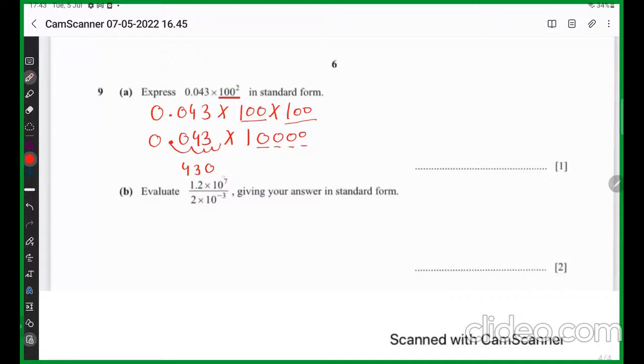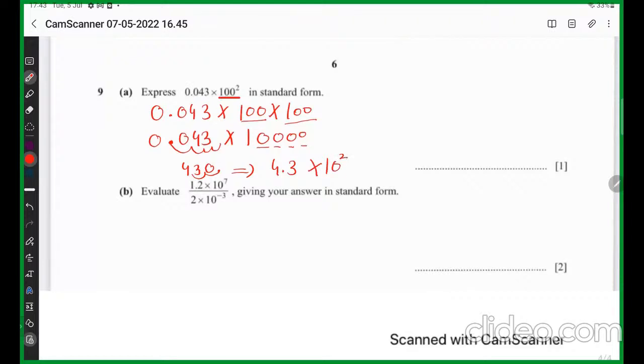This would be the new number. And now you need to write it down in standard form. So this is your decimal. Just shift this decimal 2 units to the left. 1 unit and then another unit. And it would become 4.3 multiplied by 10 power 2.